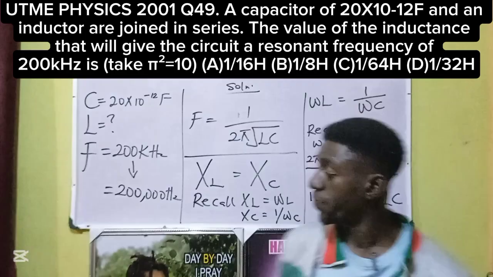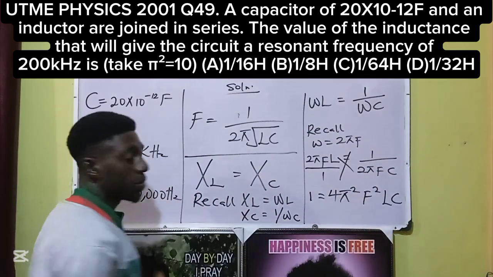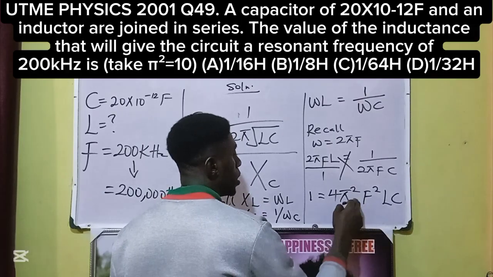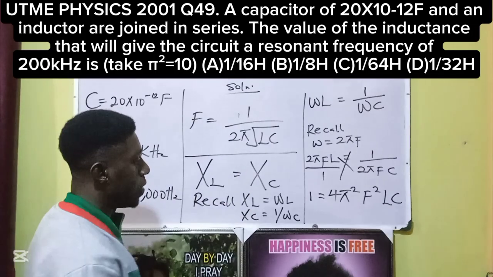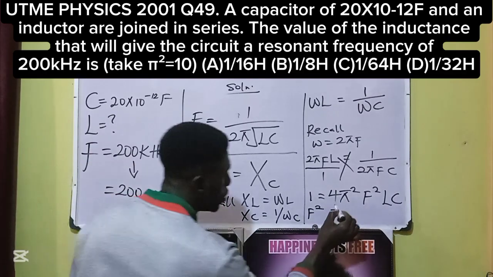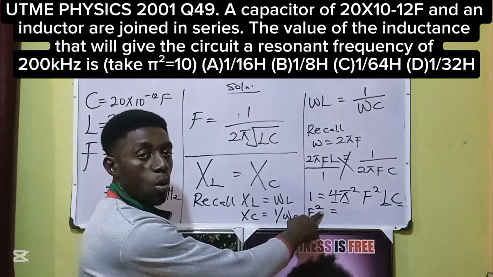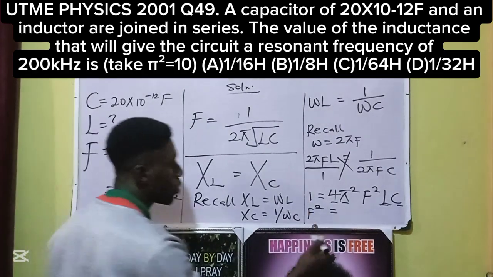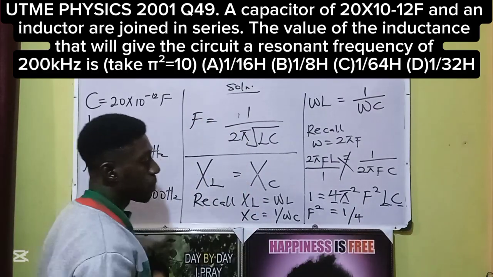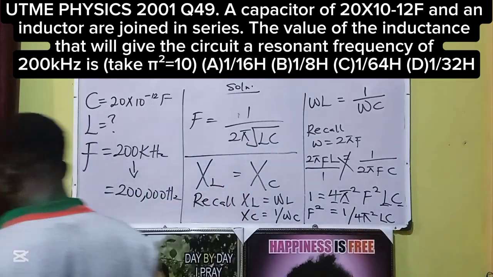Recall, we want to prove this formula. We're looking for resonance frequency. Then I will target making F the subject of the formula. I will divide through by every other parameter staying with F squared. So F squared is equal to 1 over, with every other thing as denominator, 4 pi squared LC.